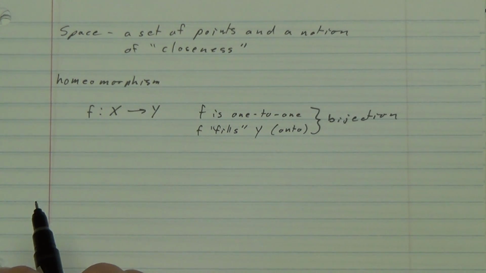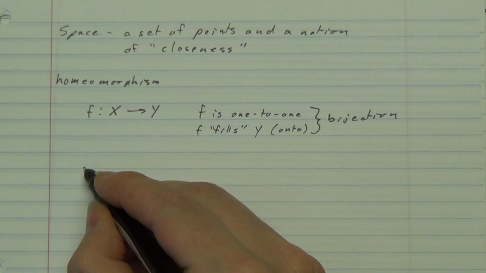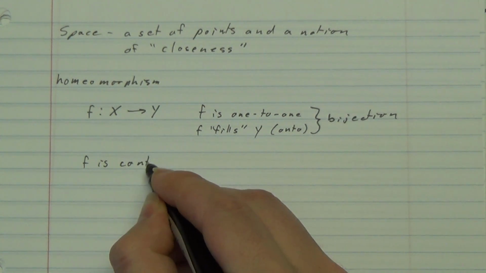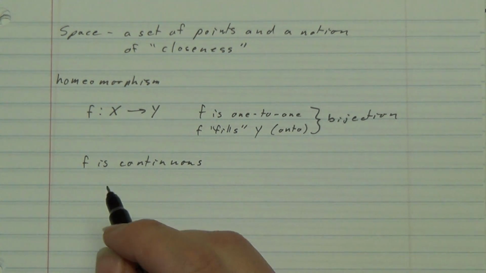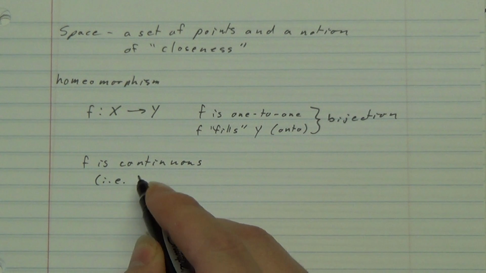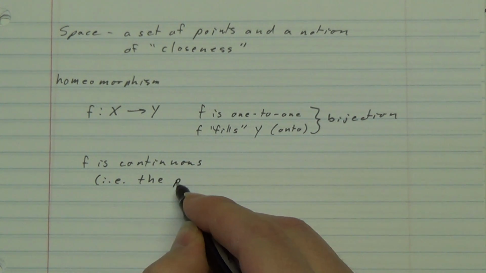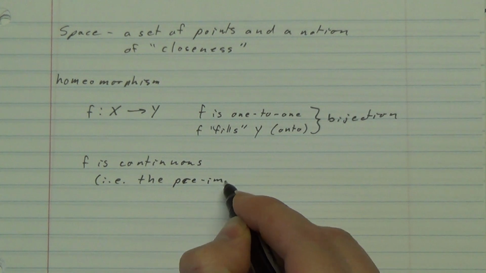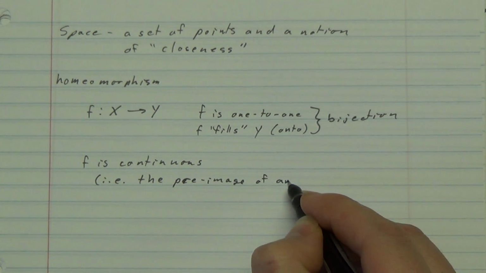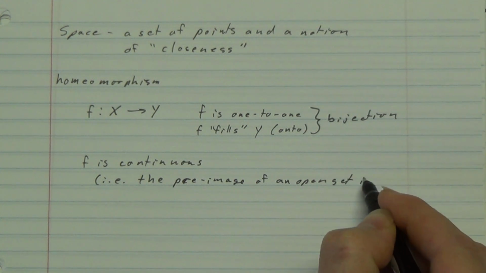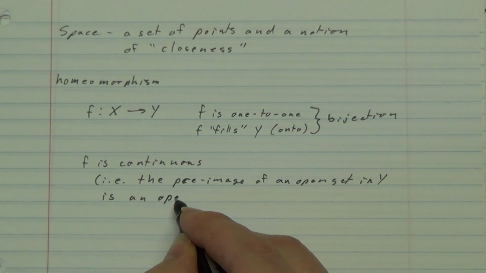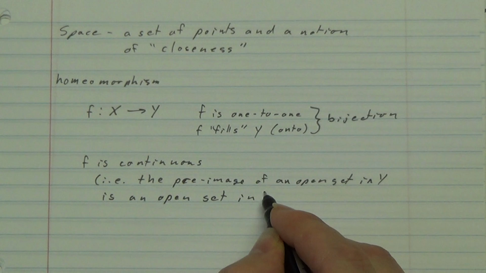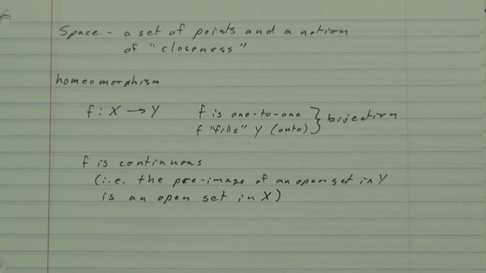All right, so F is a bijection in a homeomorphism. There's two other properties. F is continuous. Now, in the language of open sets, that means the preimage of an open set in Y is an open set in X. Okay? So this is dependent on the topology on X and Y.